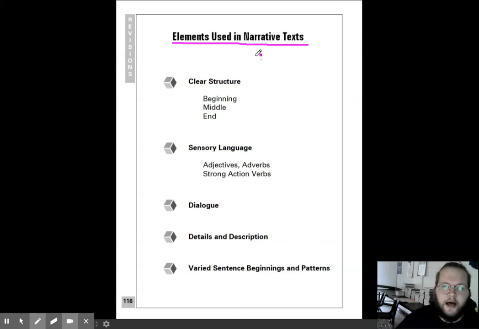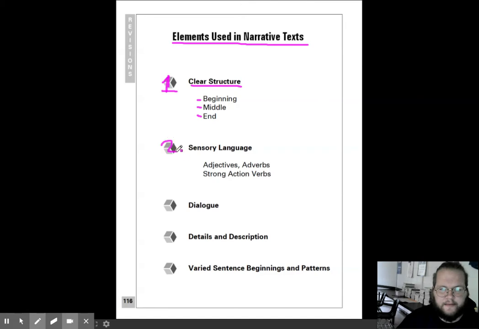So, a narrative text es un narrativo, es una cuenta sobre de tú. There are several elementos de este tipo de papel or cuenta. So, here is the first one. Number one, clear structure. So, cada cuenta tiene un beginning, introducción, medio, y termina. So, one, two, three. Beginning, middle, end.